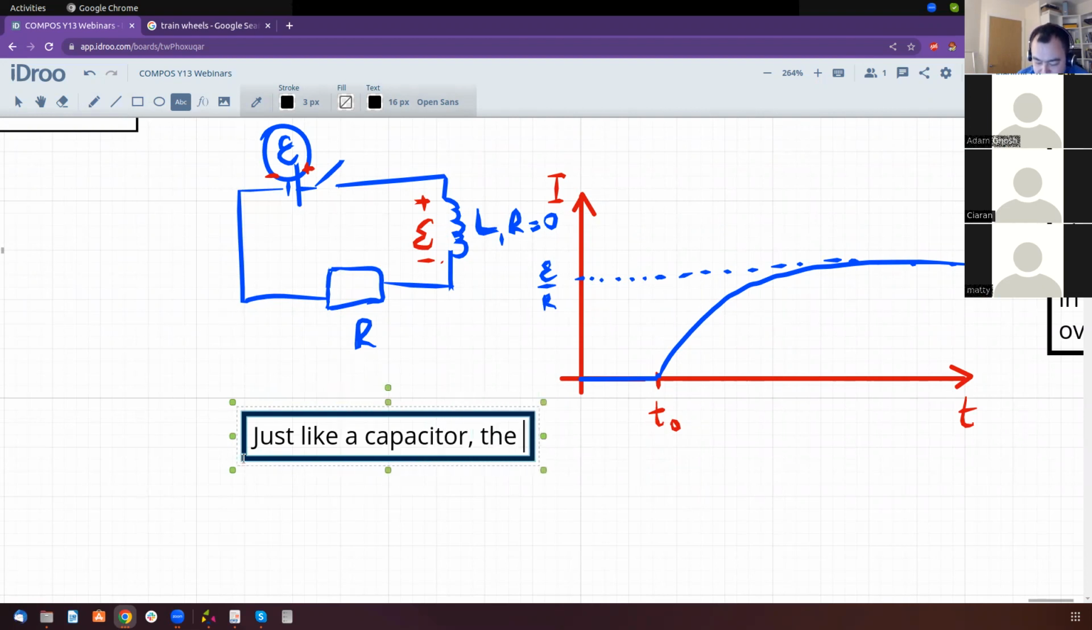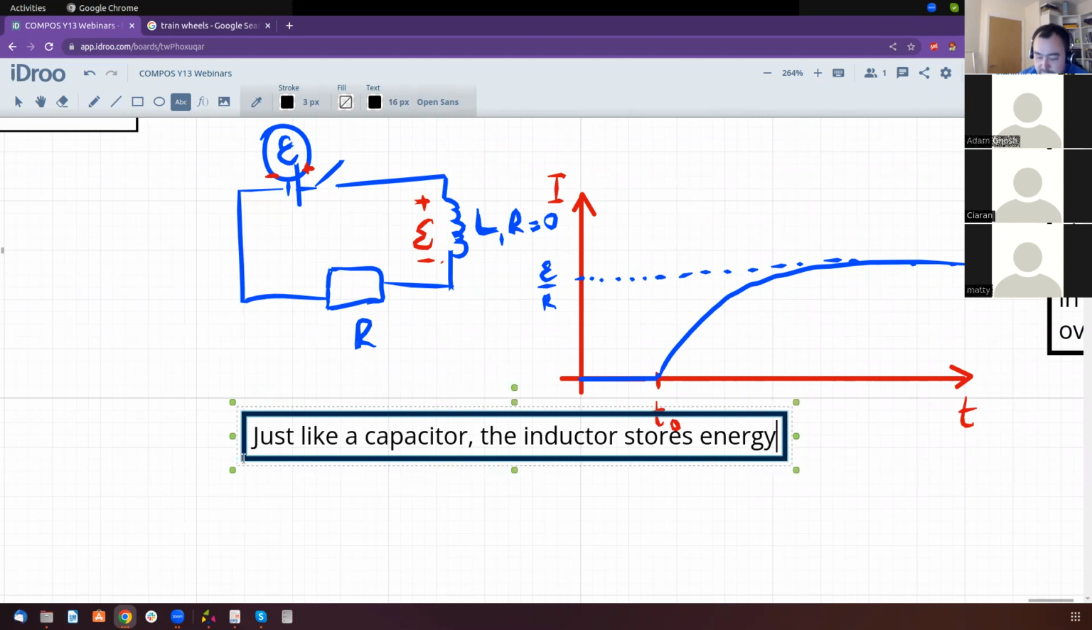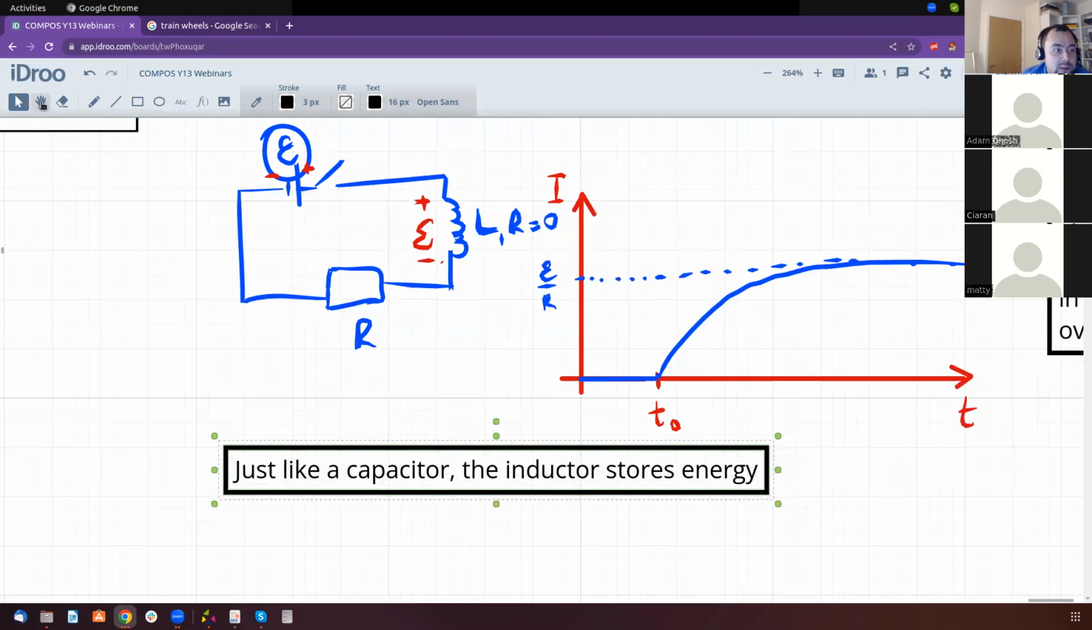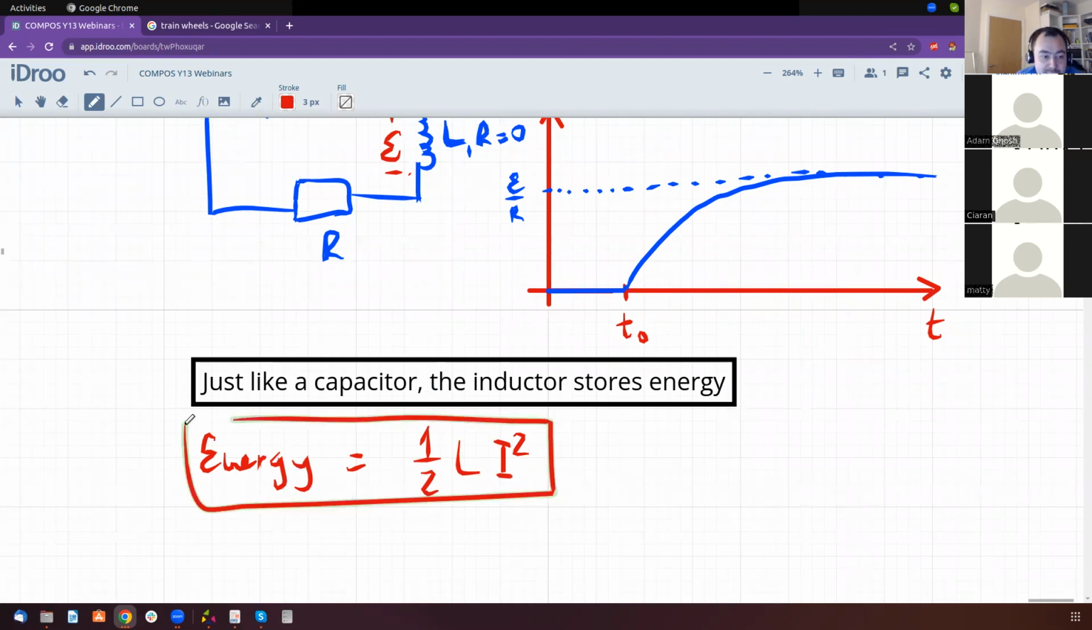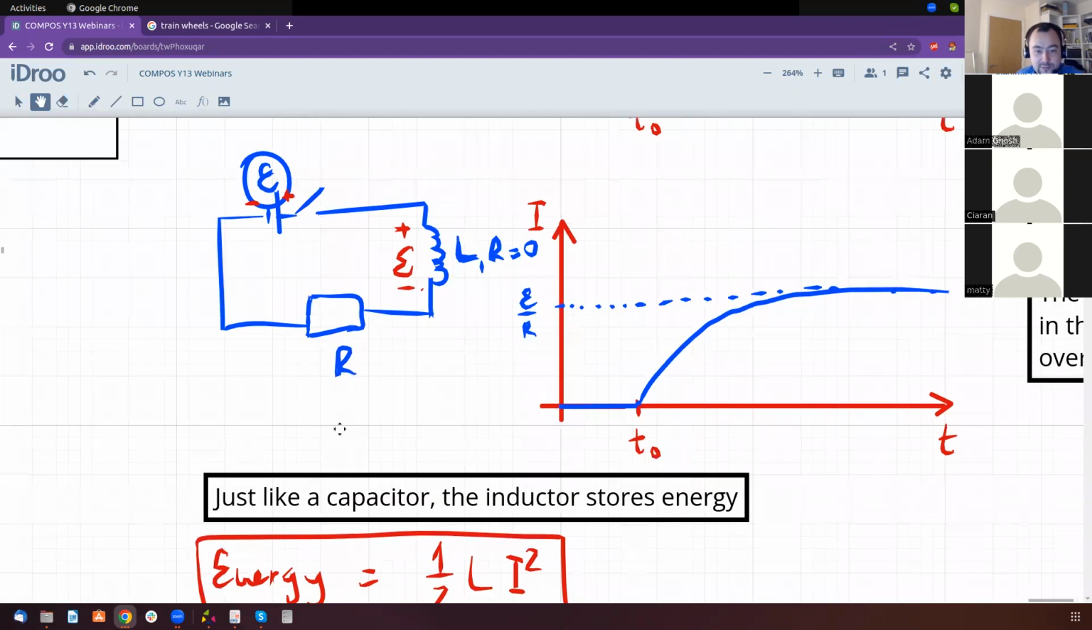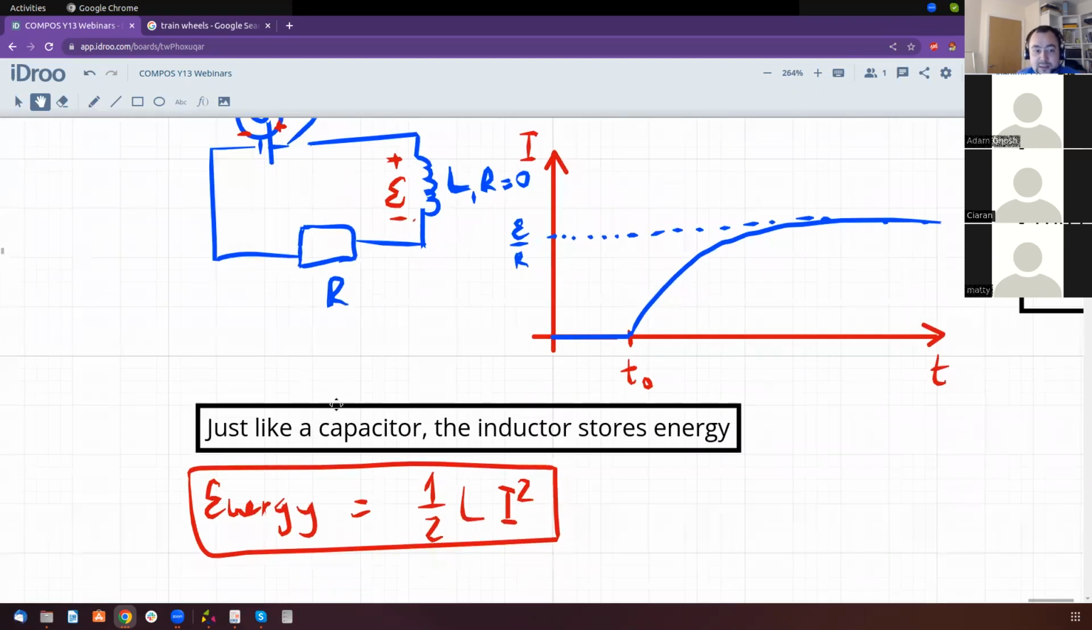The inductor stores energy. The energy stored in an inductor is equal to 1/2 L I squared. That's the formula for the energy stored in an inductor. L is the inductance, and I is the current flowing through the inductor.